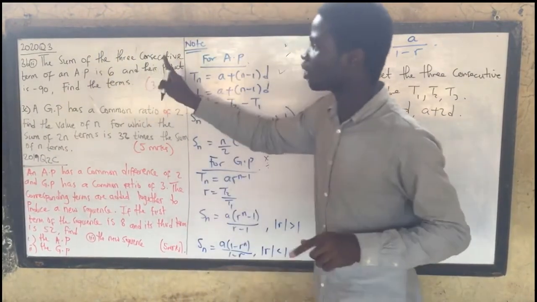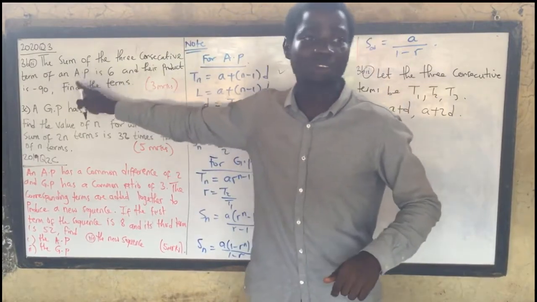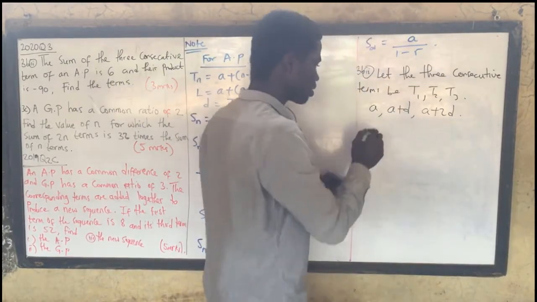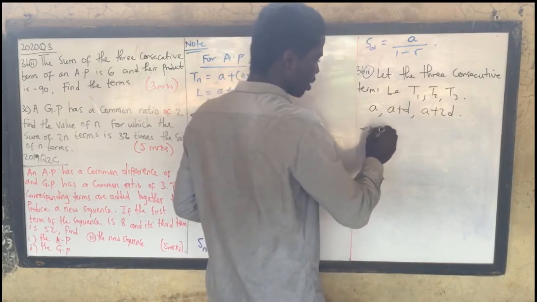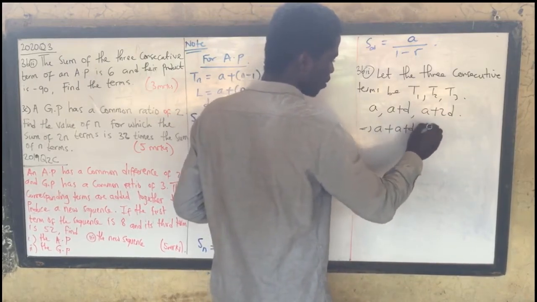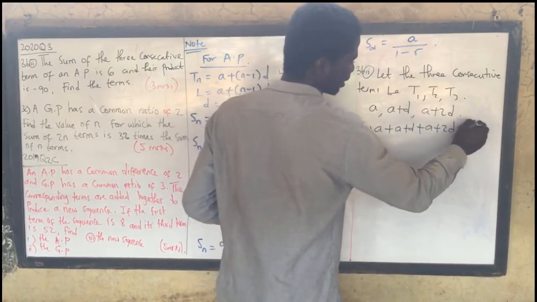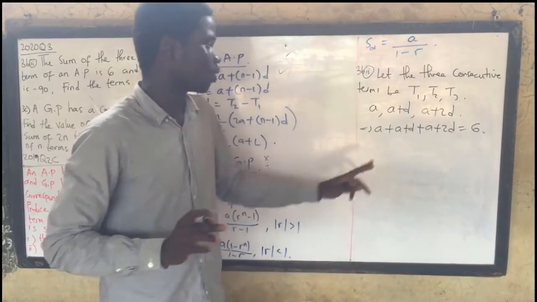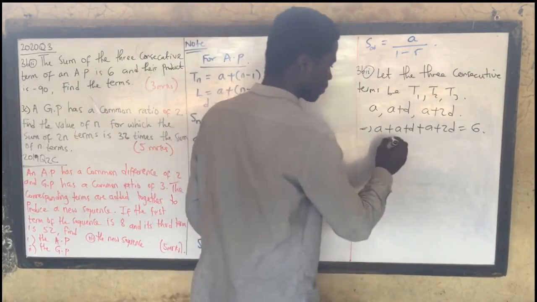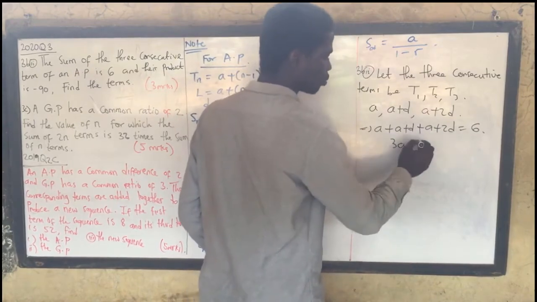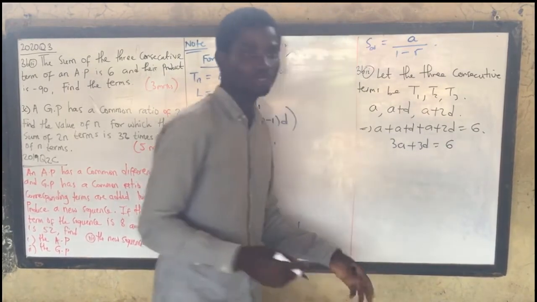Right? So they told me the sum of 3 consecutive terms of an AP is 6. So that means the sum A plus A plus D plus A plus 2D, the answer is 6. That's what they gave you. Add A plus A plus A is 3A, plus D plus 2D, 3D, equals 6. Divide through by 3.